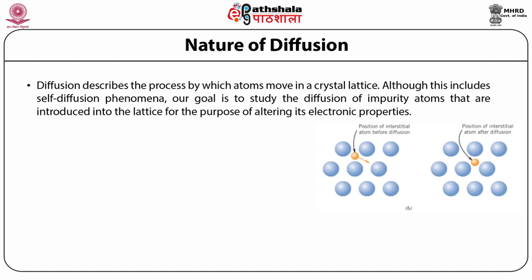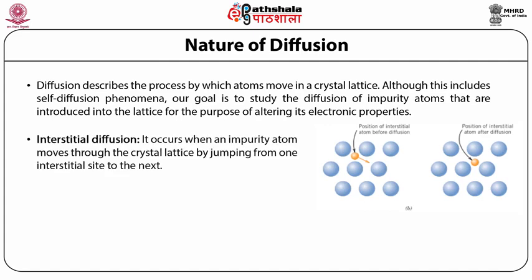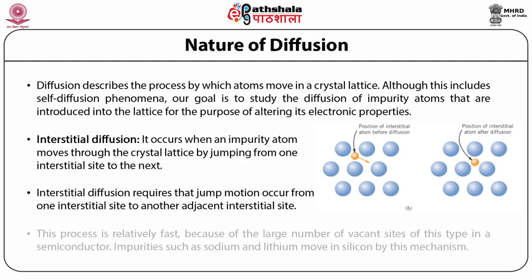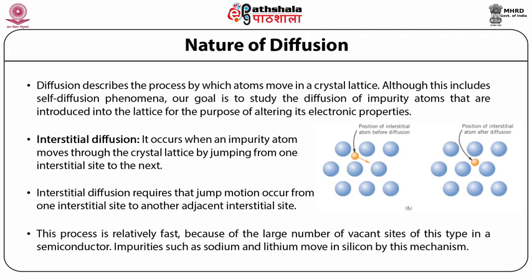So let us first discuss interstitial diffusion. It occurs when the impurity atoms move through the crystal lattice by jumping from one interstitial site to the next. Interstitial diffusion requires that jump motion occur from one interstitial site to another adjacent interstitial site. This process is relatively fast because of the large number of vacant sites of this type in a semiconductor. Impurities such as sodium and lithium move in the silicon by this mechanism, and it is schematically shown in this figure.